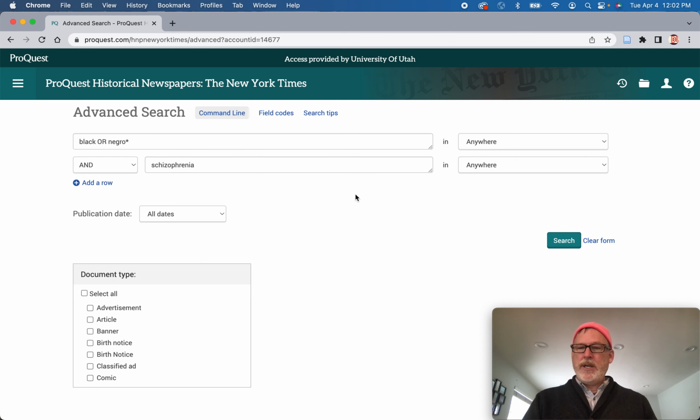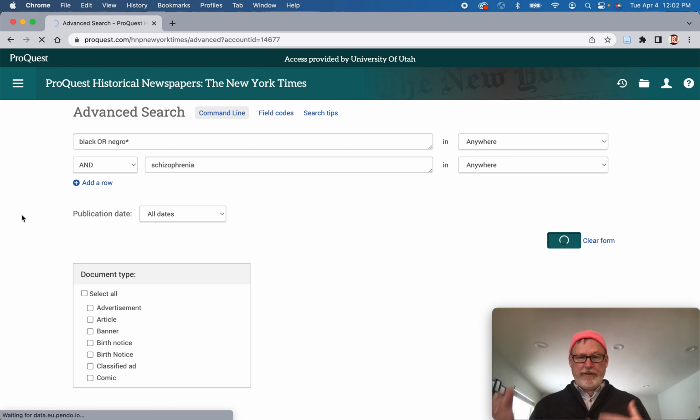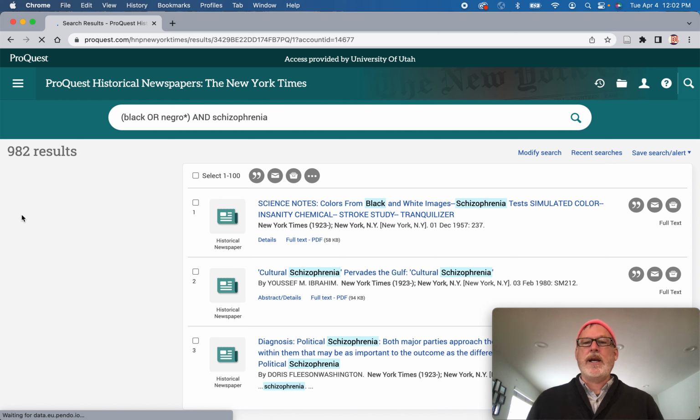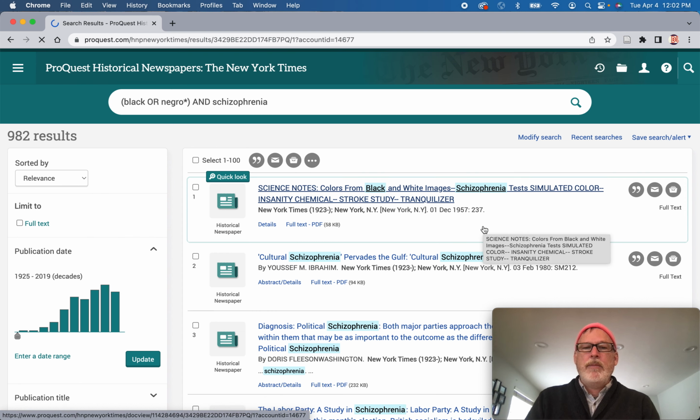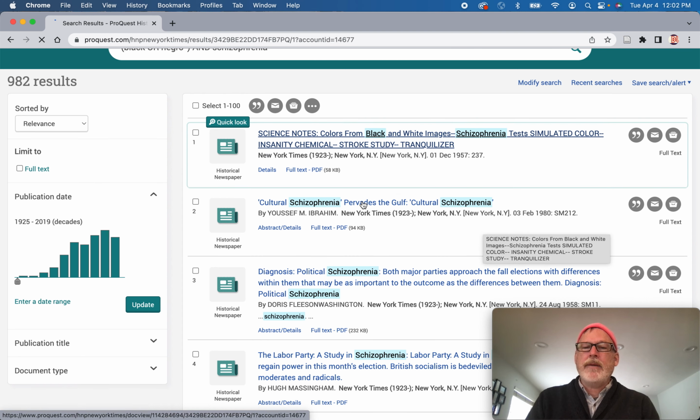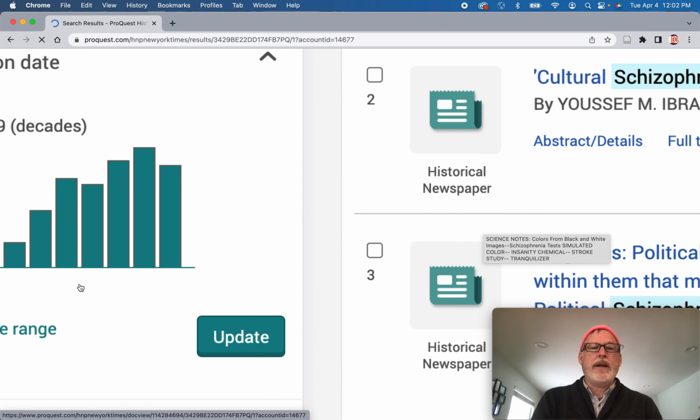One thing to be concerned about is that schizophrenia is sometimes used as a rhetorical device for people who can't make up their mind. It has nothing to do with the psychological analysis. So here we have science notes, that's a test, but here we have one that's that rhetorical device. You might have to sift through those. Cultural schizophrenia. But here's the thing that I wanted to show you.